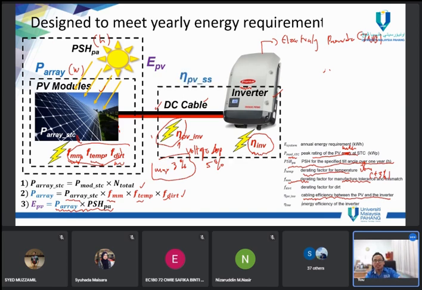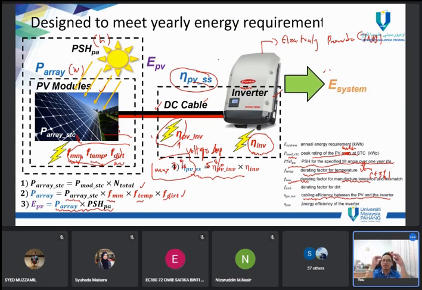From there, we have another definition, ηPVSS. Don't ask me what the SS is, I'm just following the old SEDA book. That ηPVSS is just the multiplication between the inverter efficiency and the cable efficiency from PV to inverter. So ηPVSS equals the PV-to-inverter efficiency multiplied with the inverter efficiency. Then we get this value, the combination, derived.